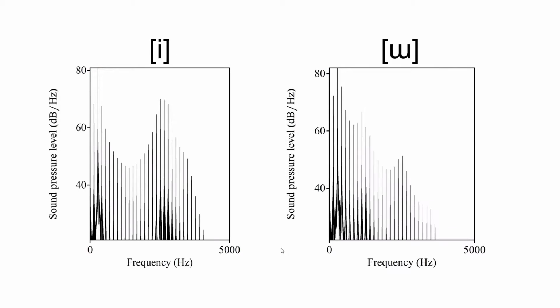Okay. Now what about if we just move back from a close front unrounded vowel to a close back unrounded vowel? That's E to U. And the main difference here is that that second formant starts out quite high, well above 2000 hertz, and then it comes very low when you go to the back. So front vowels have a big gap between these two formants, back vowels less of a gap.